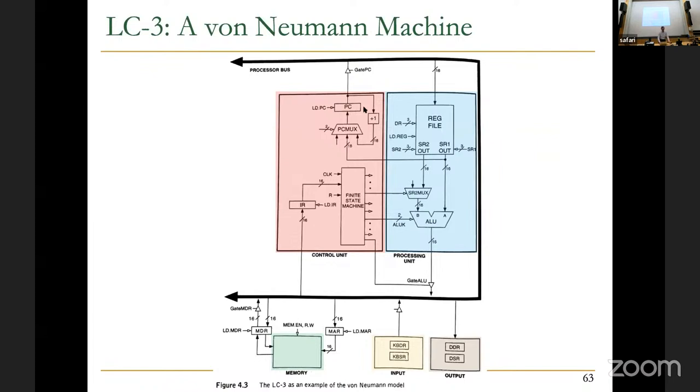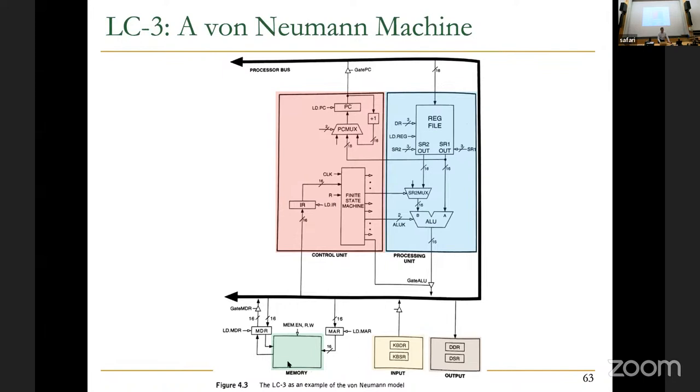So let me take some time to describe what this is, because we're going to look at this picture a lot. You can see there's a control unit, kind of. There's a processing unit over here. There's memory, there's input and output. So this is the keyboard. There's a keyboard data register, keyboard status register. There's an output display status register and display data register. And you can see that there's a common bus, a single set of wires. It's called the processor bus. And the communication between different units is done via this processor bus.